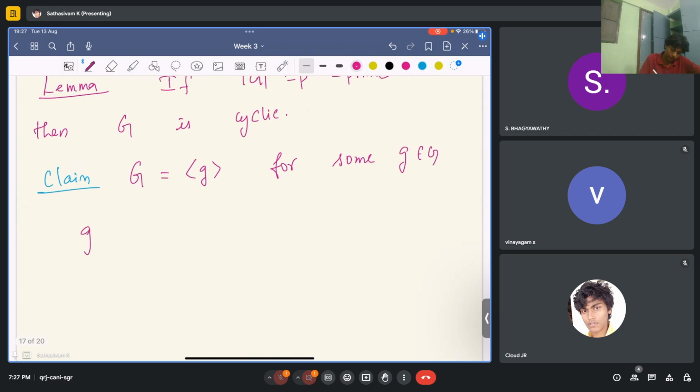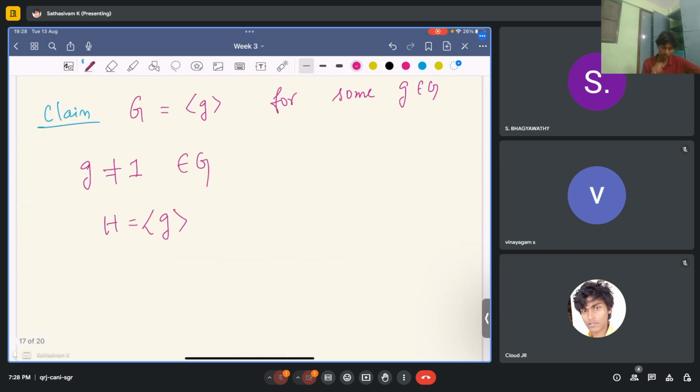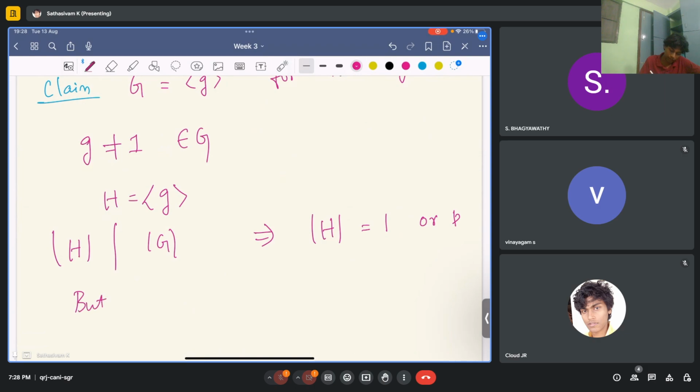Let's take g which is not equal to 1, so let's take a non-trivial g. And let's consider the cyclic subgroup generated by g. Let's call this H. What we know by Lagrange theorem is that the cardinality of H divides the cardinality of G. That implies the cardinality of H is either 1 or p. But you can see here, the cardinality of H is not equal to 1.